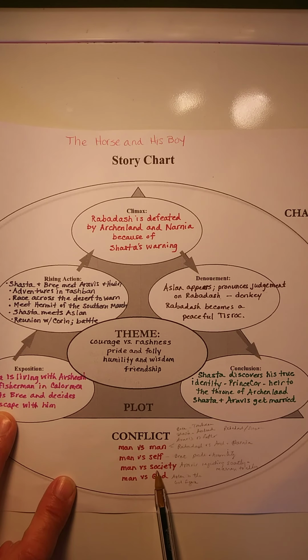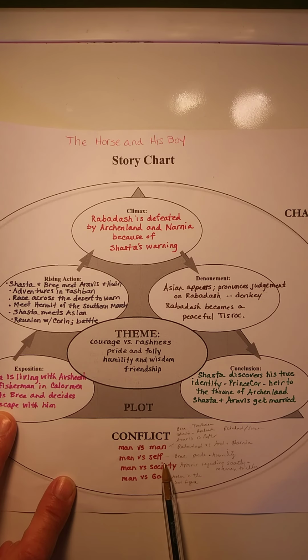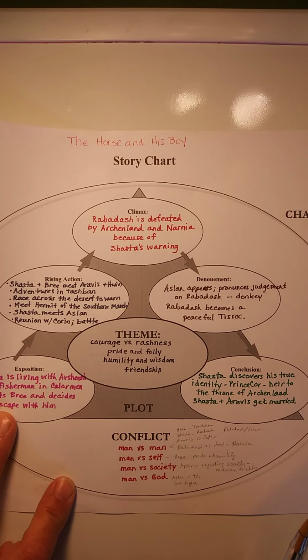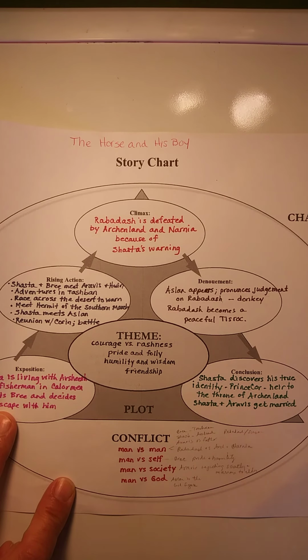Then we have man versus society, and this is just a person or a character versus the norms of society or the customs of society, or it could be people. But Aravis, we see her rejecting the marriage proposal that her father set up for her, and that is probably very normal in her society. She also rejects the pomp and parties and dresses and gossip and all the things that Lasaraleen likes. So that's her conflict.